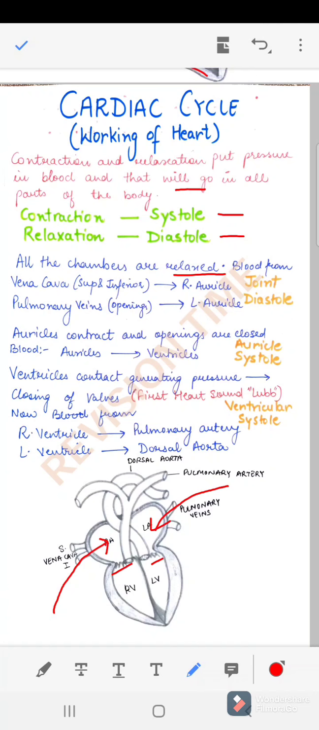Now the blood flows from auricles and comes to the ventricles, and the pressure will be generated here due to the wall thickening, and the valves will close now to prevent the backflow of the blood. So now what will happen? Blood from the right ventricle will go to the pulmonary artery to the lungs, and blood from the left ventricle will go to the dorsal aorta to the body parts.